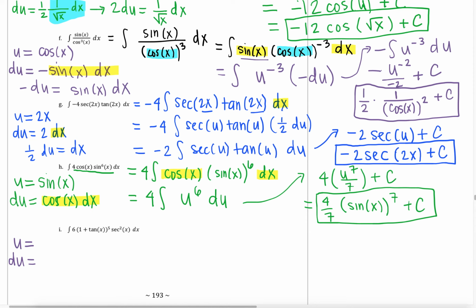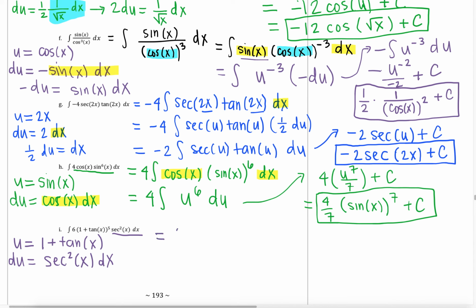Now if I remember from my derivatives, whatever I make my u, the derivative has to be there as well. So if u is 1 plus tangent of x, well the derivative of 1 is 0, so that's going away. Derivative of tangent is secant squared of x dx. And so I want to make my u be equal to 1 plus tangent because the secant squared is actually there just so that it's taken care of with that du.